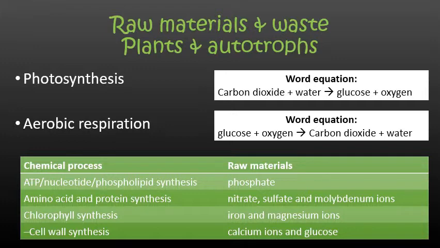In the case of plants, the raw materials include carbon dioxide and water for photosynthesis, and glucose and oxygen. There are also a range of raw materials shown here for other chemical processes. The waste materials include excess oxygen and carbon dioxide and water.